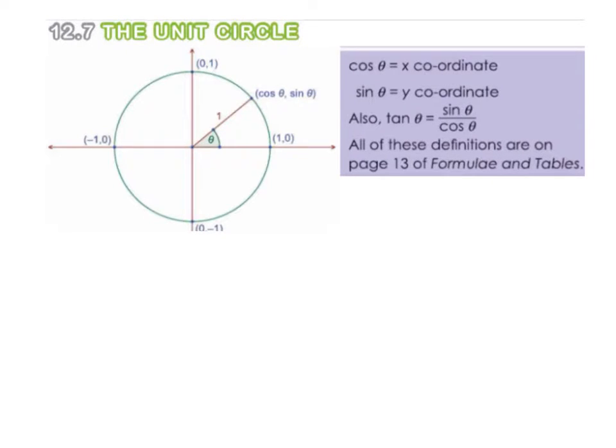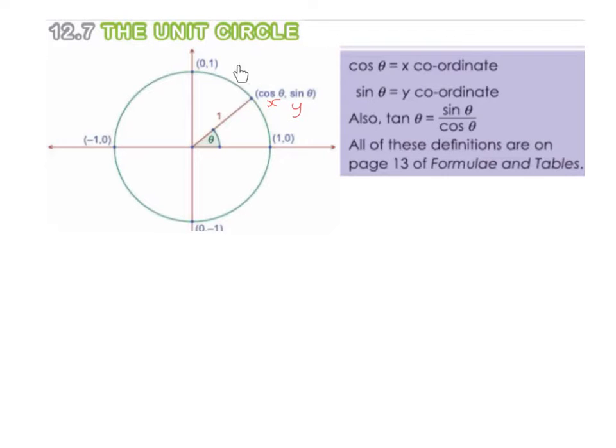the point at which the radius touches the circle is cos theta, sine theta. So the x value, or the x coordinate, represents cos theta, and the y coordinate represents sine theta. And the angle that is formed between the positive part of the x-axis and that radius is theta.